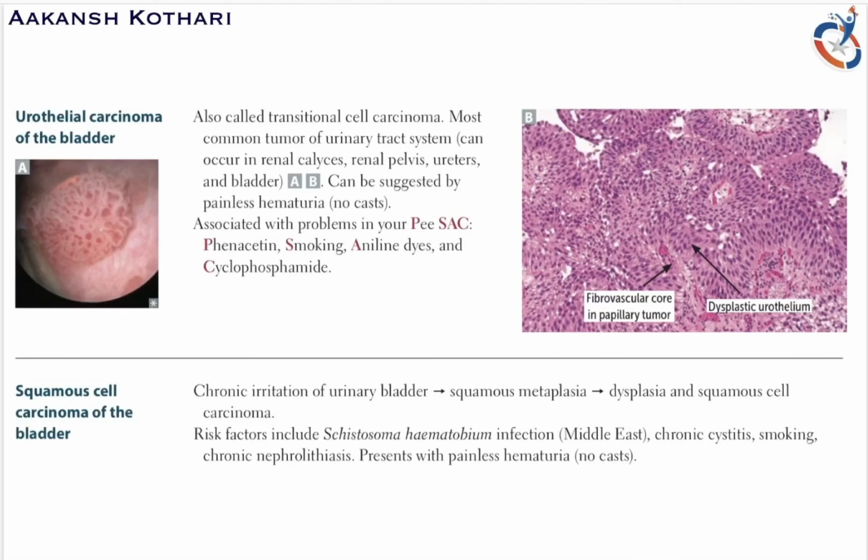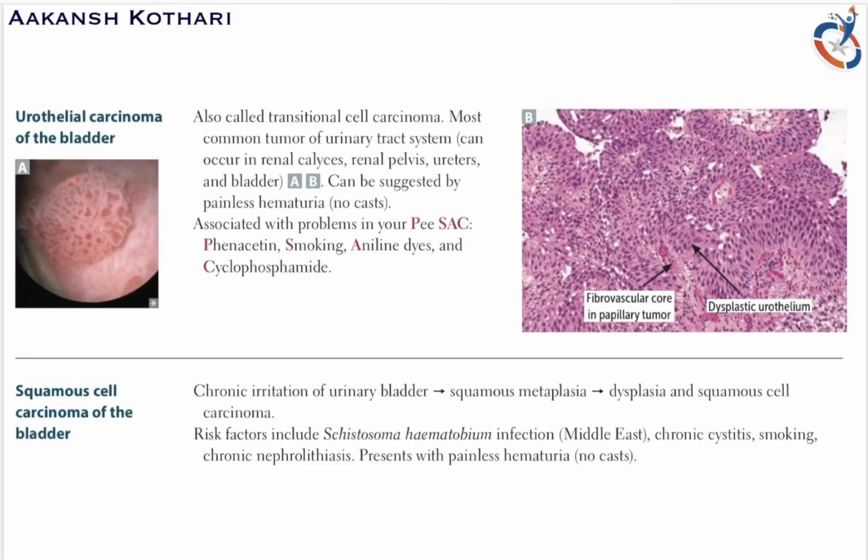Is it clear? Now let us talk about the second type of urinary bladder cancer, that is squamous cell carcinoma. Okay. Squamous cell carcinoma arises from chronic irritation of the urinary bladder, squamous metaplasia, and dysplasia. So what happens is, due to chronic irritation of the urinary bladder, there can be metaplasia, right? Now, due to the change in the epithelium, it can lead to dysplasia and squamous cell carcinoma. This is how most squamous cell carcinomas generate.